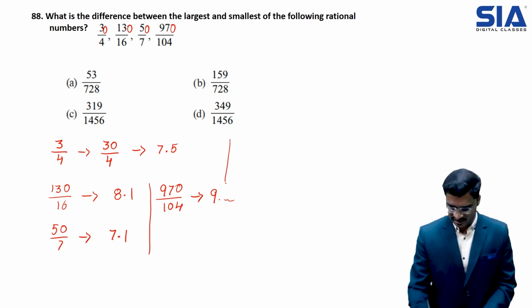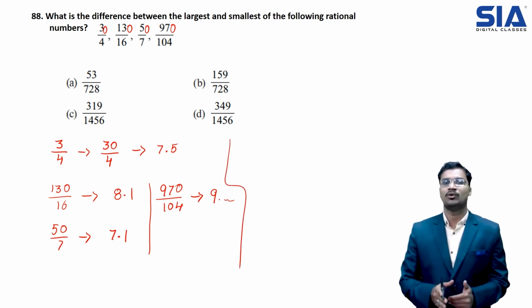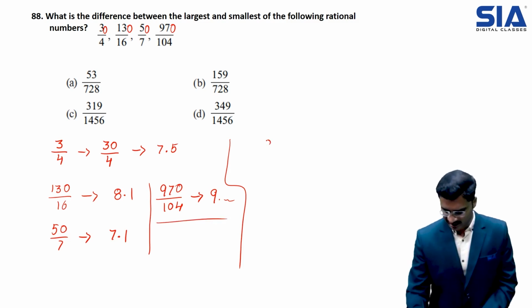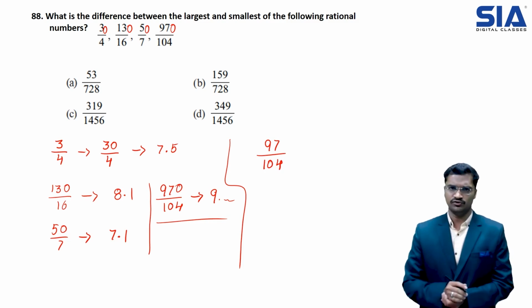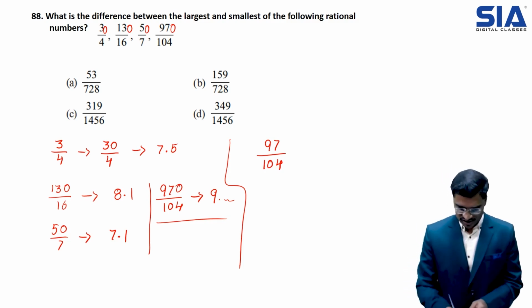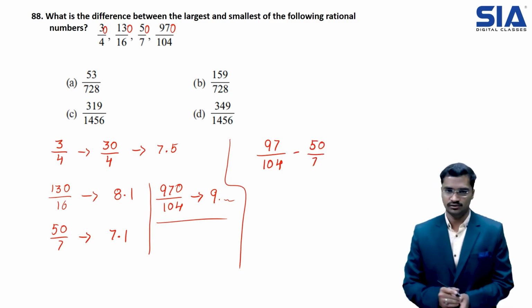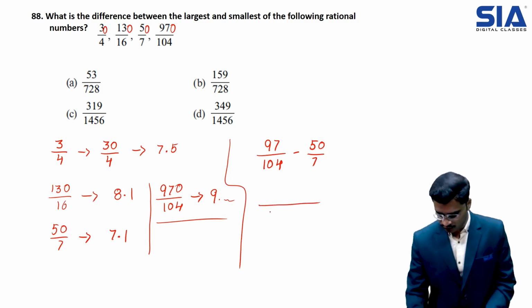After seeing this, I can say which of these is the smallest and which is the largest. So 97 divided by 104 is the largest, and out of these 50 by 7 is the smallest. So minus 50 by 7. We have to find this particular value. So let us solve them: 7 multiplied by 104, then 97 into 7 minus 50 multiplied by 104.